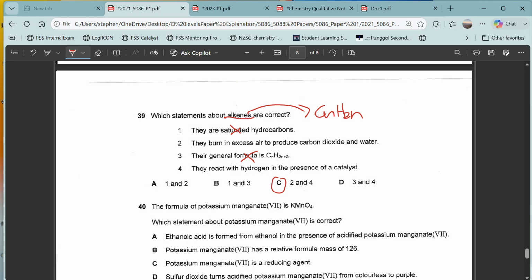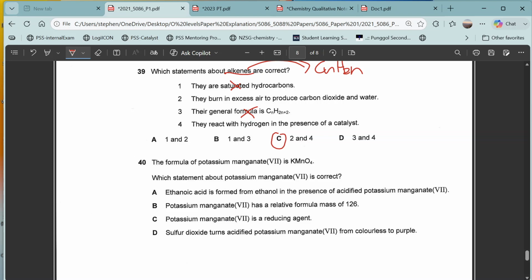Last question. The formula for potassium permanganate is KMnO4. Okay. What is this for? Can you remember the purple color? Oxidizing agent. Let me see. Ethanol, acid, strong presence. I think this is correct. Ethanol will be oxidized by acidified potassium manganate to ethanoic acid and water. Maybe I put here and see.